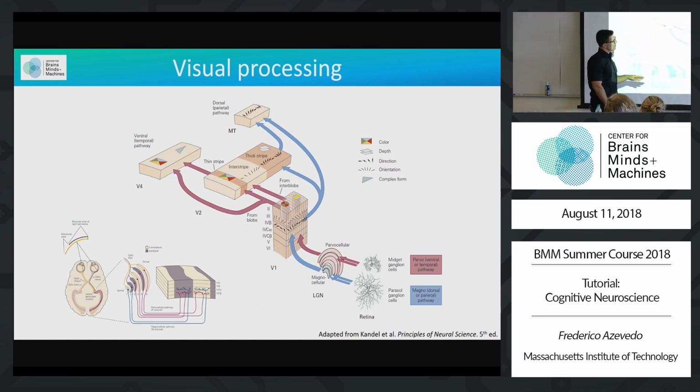And it's interesting to note that in lower order sensory areas like V1, you have the processing of simple features like direction and orientation. And as you go up in the hierarchy, they associate in more complex features like complex shapes.